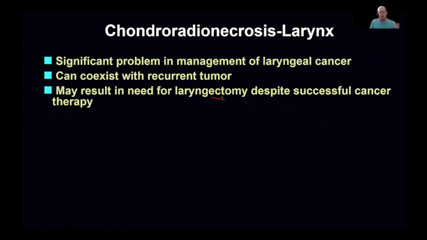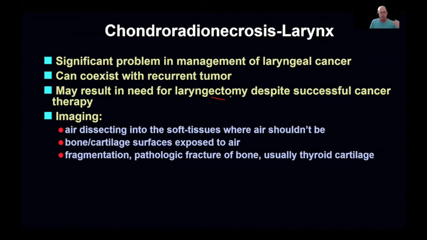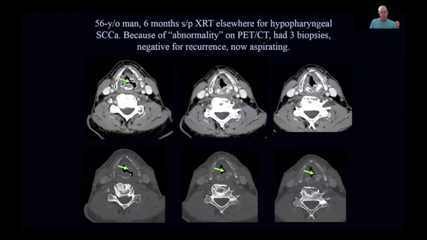What are we looking for? Same as we've described in other locations. Air dissecting through a mucosal breach into the submucosa where air does not belong, exposure of bone or cartilage, and ultimately fragmentation, dissolution of this bone, usually the thyroid cartilage. Occasionally, they amputate a piece of the bone.